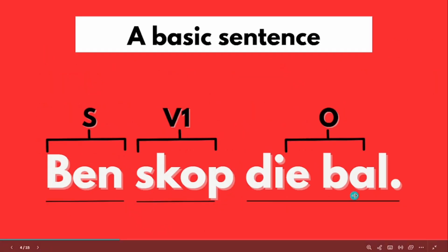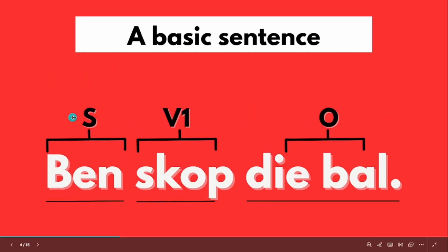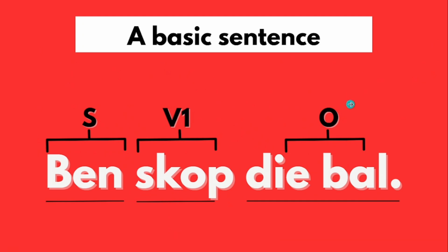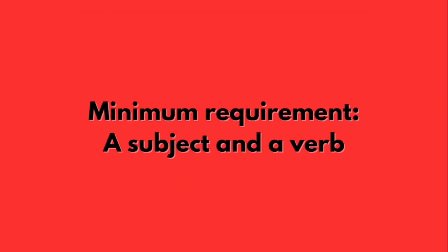A basic sentence is going to sound like this. It has a subject, verb 1, and the object. So it has the thing or the person doing something, the thing that's being done, and what it's being done to. So this is what I would call a basic sentence. Ben scooped the ball: Ben is the subject, scoop is verb 1, and the ball is going to be our object, the thing being done.